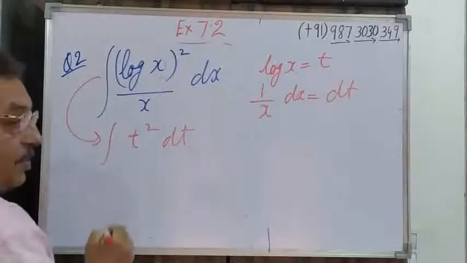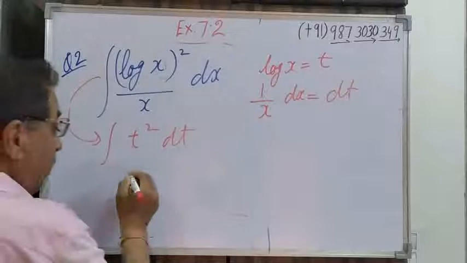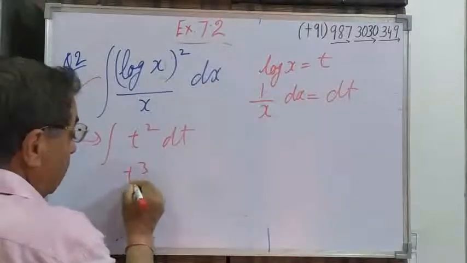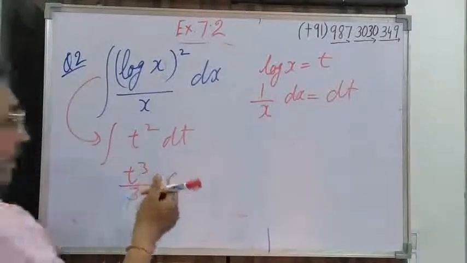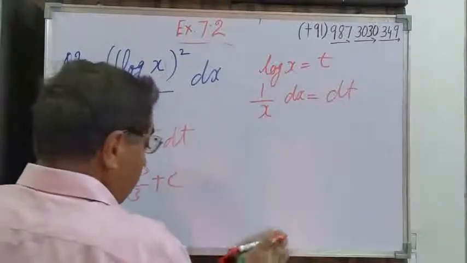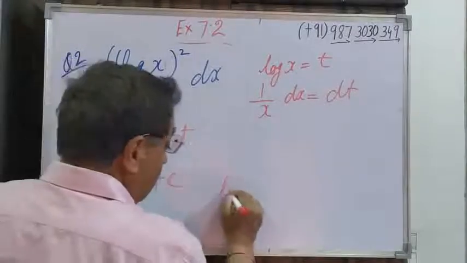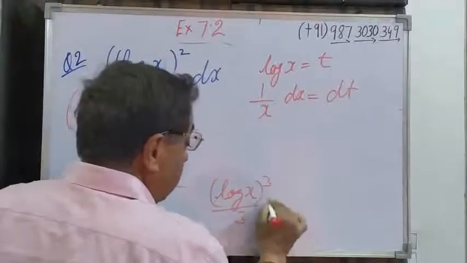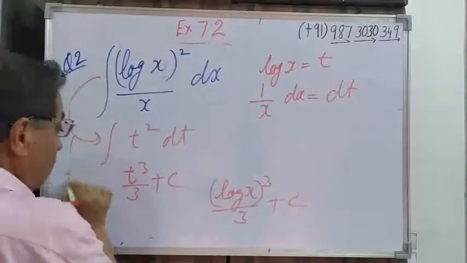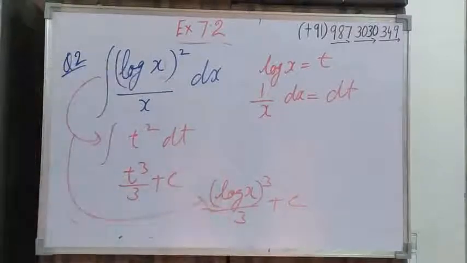What is the integration of t square? As per our formula of integration, we get t cube upon 3 plus c. And what is t? Let us replace it back, and the answer comes to be log x to the power 3 upon 3 plus c. So this is the final answer for the question, that is, log x whole cube upon 3 plus c. It was question number 2 of exercise 7.2.